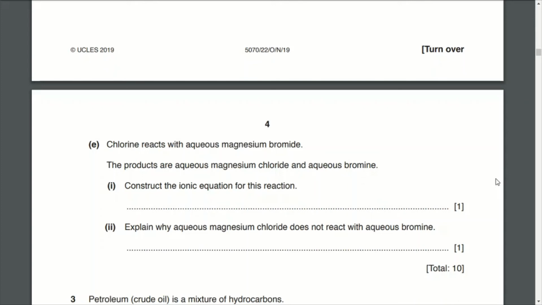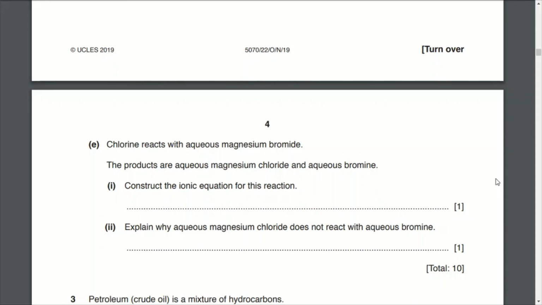Now here we are supposed to write the ionic equation. So Mg will be cancelled out from both sides as a spectator ion, and what will be left is 2Br minus plus Cl2 gives 2Cl minus plus Br2. Well, it's not an equals sign, I mean the arrow sign. My bad.